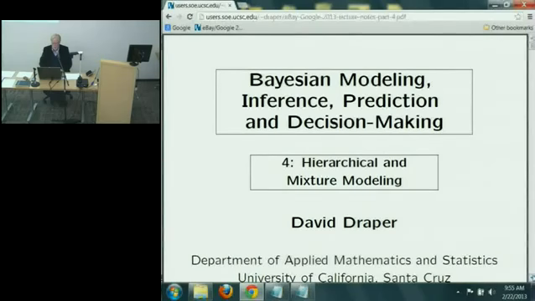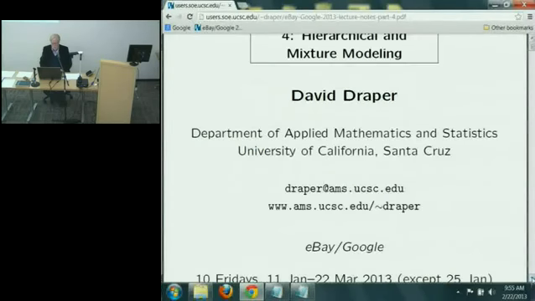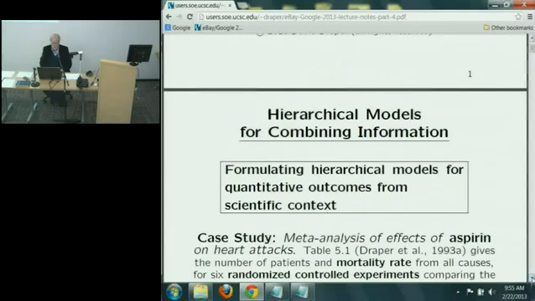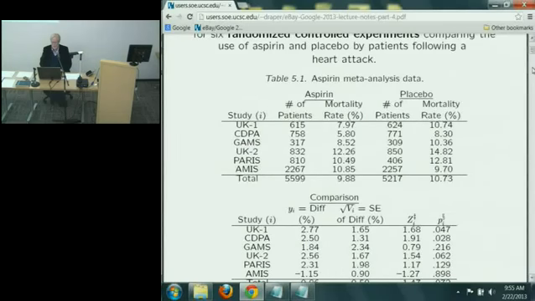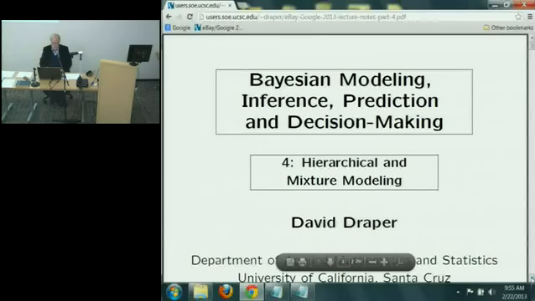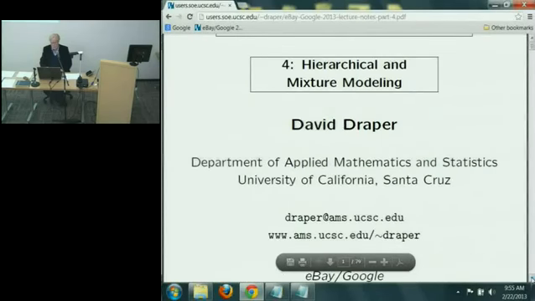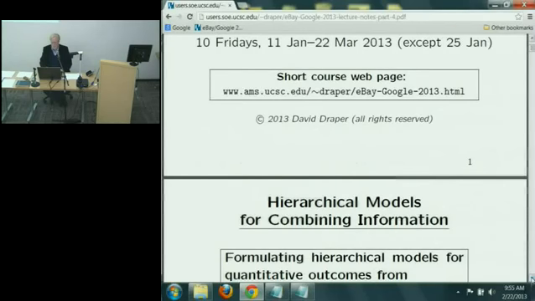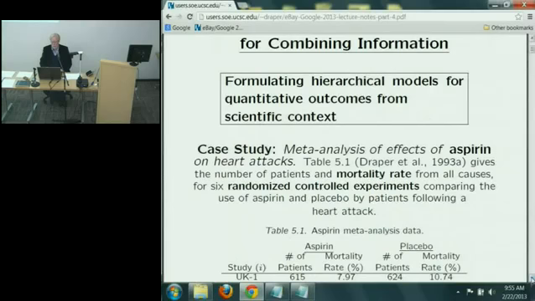I have, I'm afraid, slightly forgotten how far we got in this, so I'm going to need your help a little bit. Let me remind you of the case study. Our first case study was a meta-analysis of the effect of aspirin on subsequent death for people who have already had a heart attack.